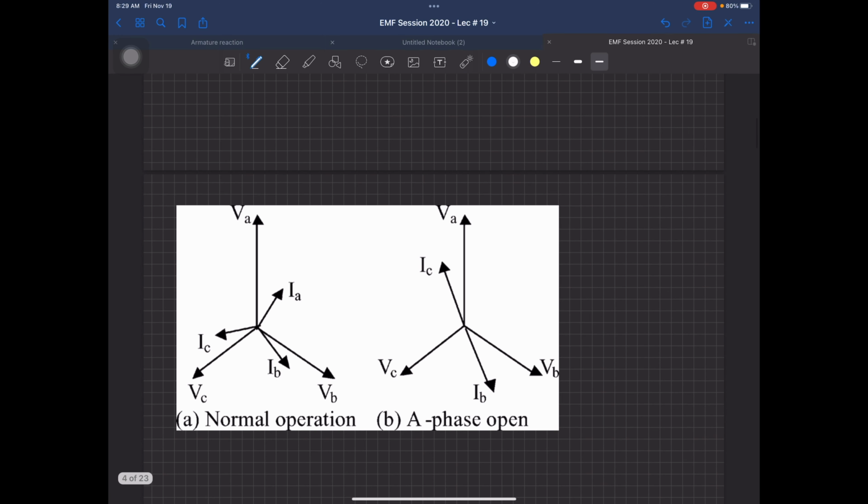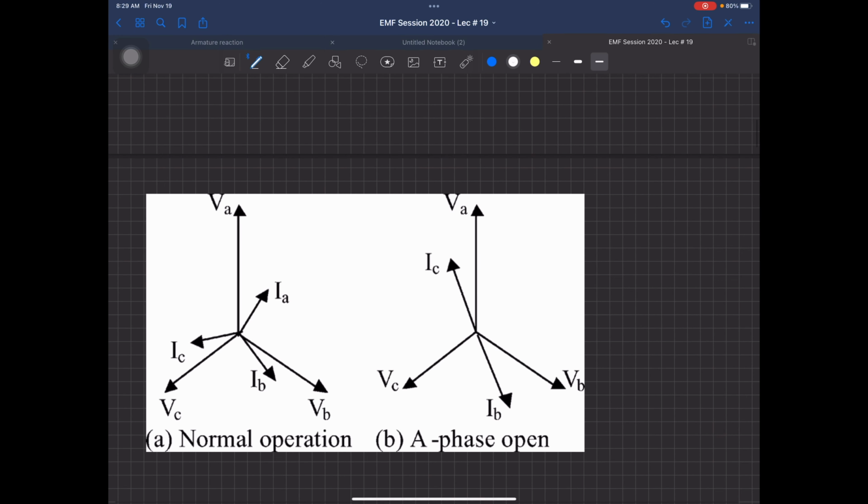Now, coming to the next thing, very importantly, there are two phasor diagrams. In the first one, there is normal operation. Can anyone tell me about the current and the voltage? Is the current lagging behind the voltage or leading the voltage? I'm talking about this one.